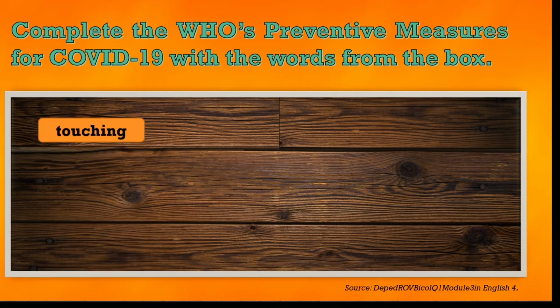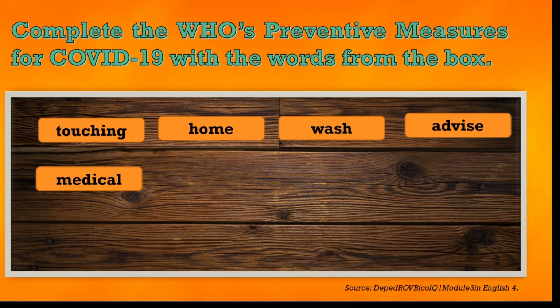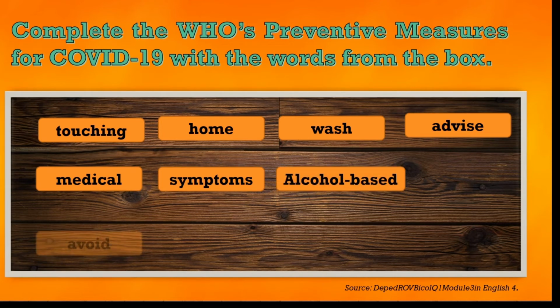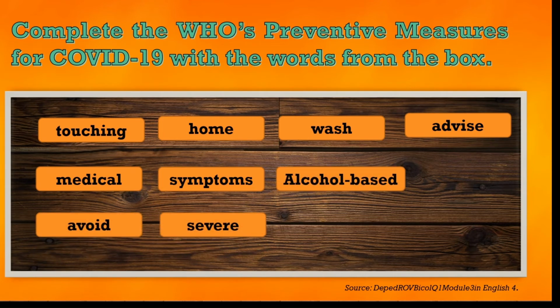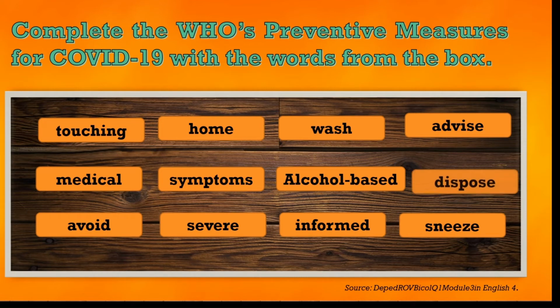Complete the World Health Organization's preventive measures for COVID 19 with the words from the box: touching, home, wash, advise, medical, symptoms, alcohol based, avoid, severe, informed, sneeze, and dispose.